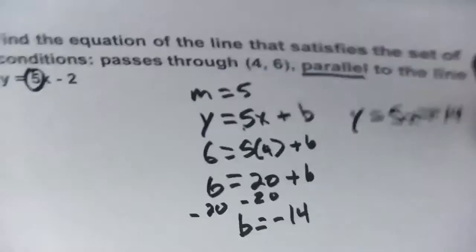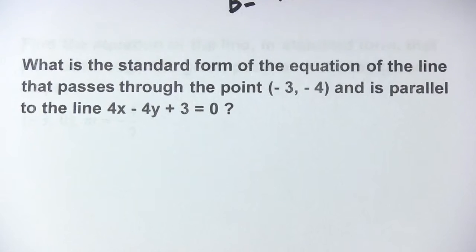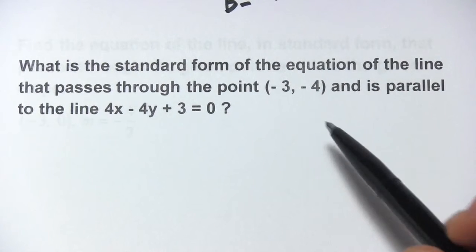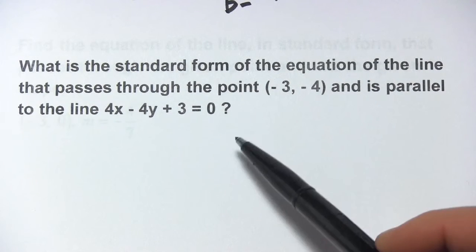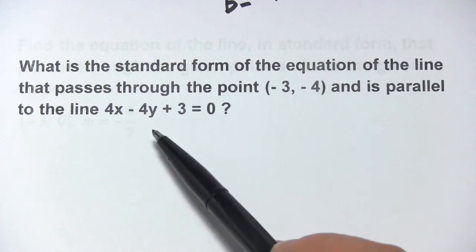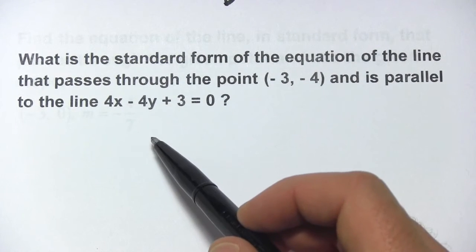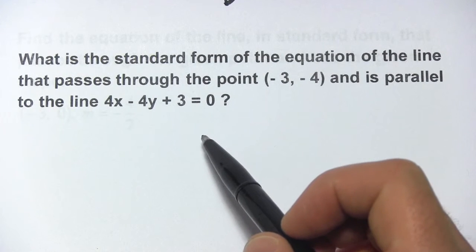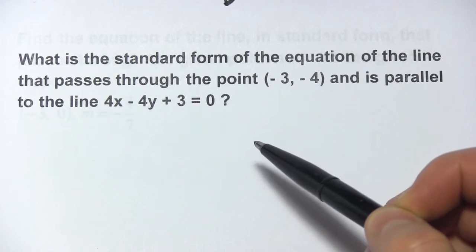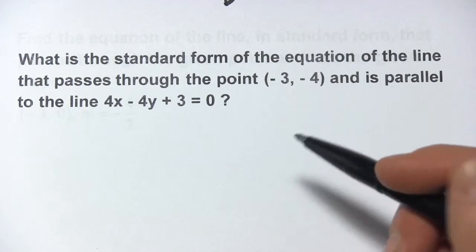All right, let's try one more of those. So this one says, what is the standard form of the equation of the line that passes through that point and is parallel to this line? Well, this line is not in slope-intercept form, so it's a little hard to see what the slope is. I think we're just going to solve it for y to put it in slope-intercept form.